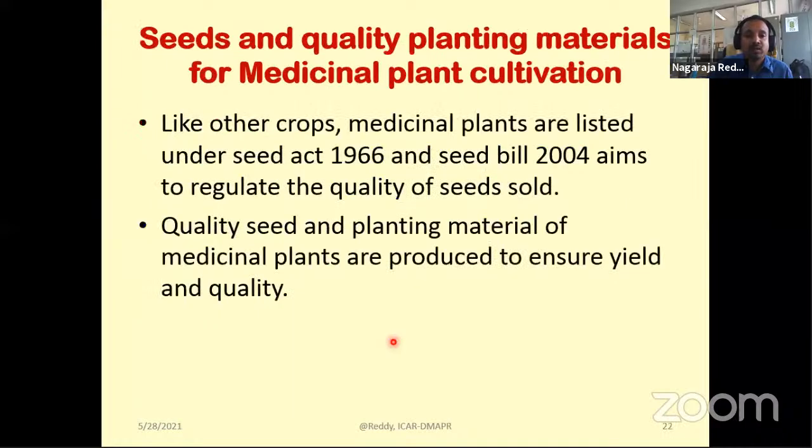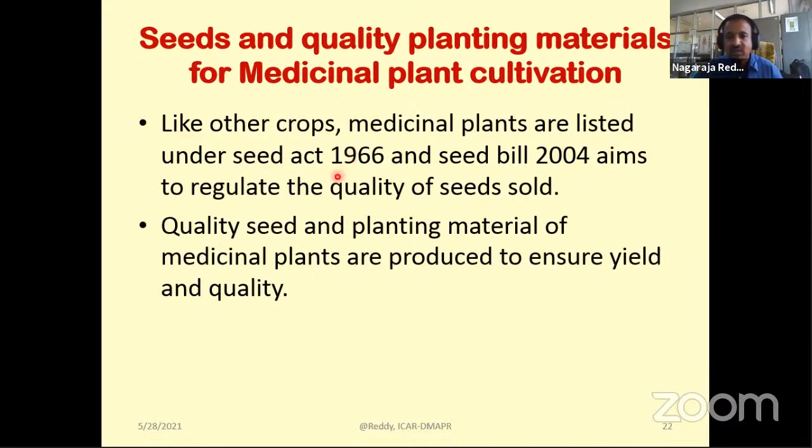This is one thing. And then the seed and quality planting material for medicinal and aromatic plants cultivation, like other crops. So seed quality is regulated, and you need to produce quality seed. Quality can be assessed by different parameters, and first and foremost is the germination percentage. If it meets the designated germination percentage, then only it is passed and accepted. If it is not so, then you can sue them in a court of law.